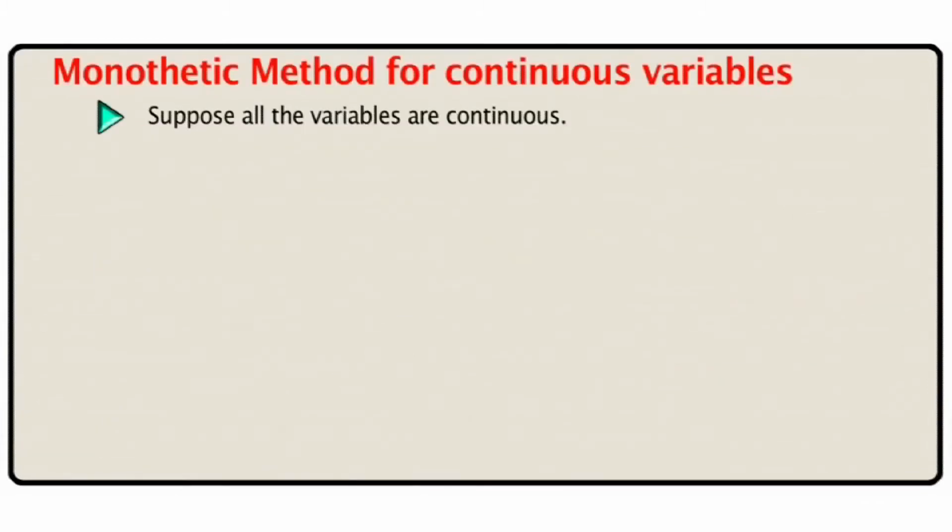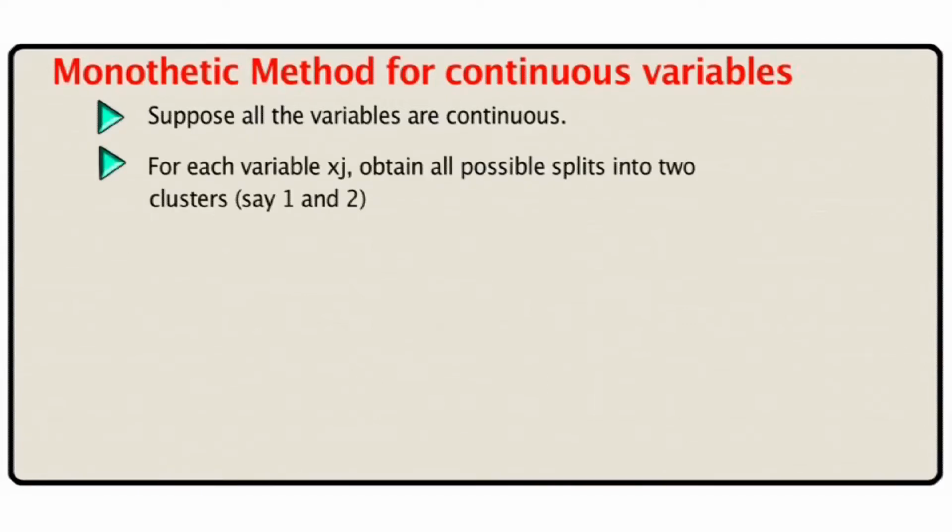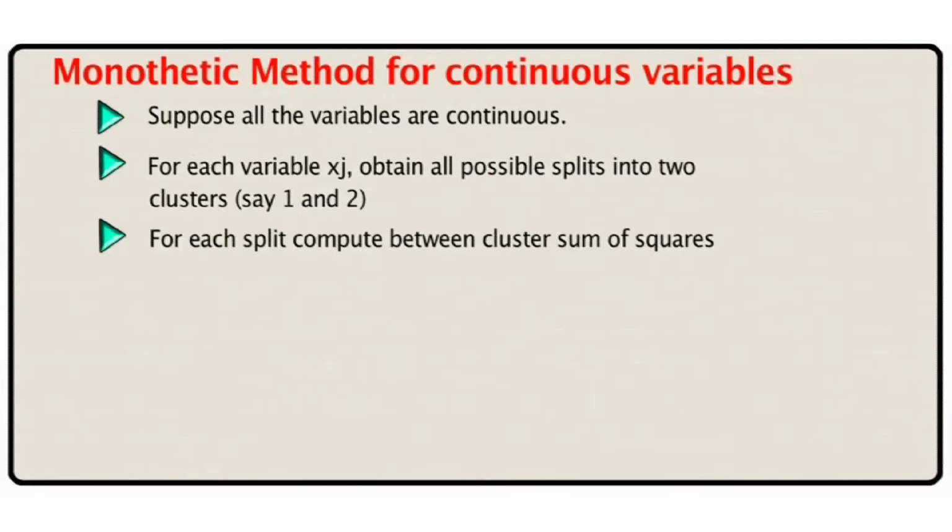For continuous variables, when we look at the monothetic methods, we first have a split of all possible xj's. So we look at each of the variables and obtain all possible splits into two clusters, say 1 and 2. For each split, we compute the between cluster sum of squares. How do you get the between cluster sum of squares?